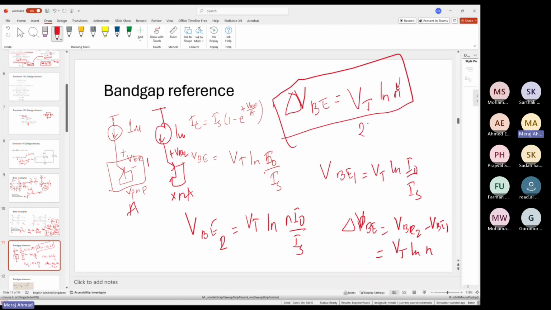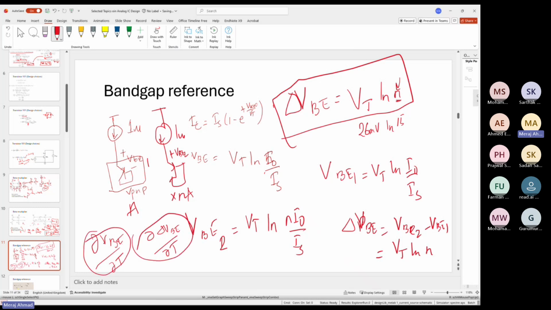At room temperature VT is around 26 millivolts, and N we have is 15, so ln 15. But the most important thing to see is what is delta VBE by delta T, and what is delta VBE by delta T for the single VBE. These two numbers are required for design. Even if you don't get how these equations have come up, if you take these two numbers from simulation, you can easily design a bandgap reference, which we'll see now.